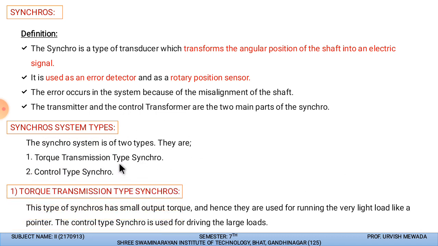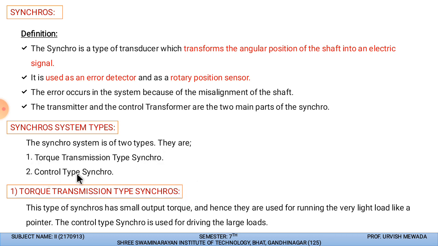Let us discuss the first one, that is the torque transmission type synchro. This type of synchro has a small output, because the torque generated due to the error is very small, and hence it is used for running very light loads like a pointer. So the torque transmission type synchro has a minimum, or very low, output, so its application is just to operate pointers, or light loads which are connected to the shaft.